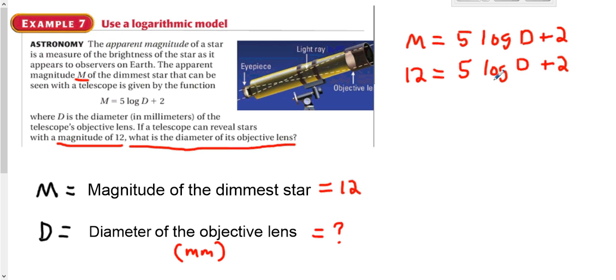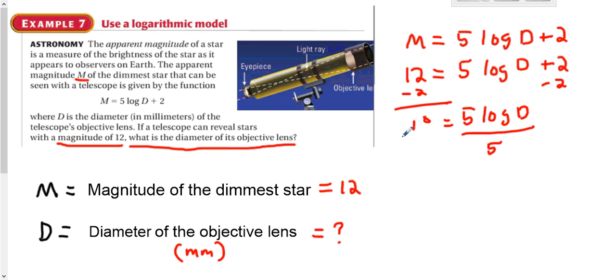Now I see this is a logarithmic equation, so I'm going to have to isolate the log. So I'm going to subtract 2 because they add 2 and they multiply by 5, so I'll divide by 5. So with a quick subtraction and a quick division, I can see that 2 is equal to the log of d.